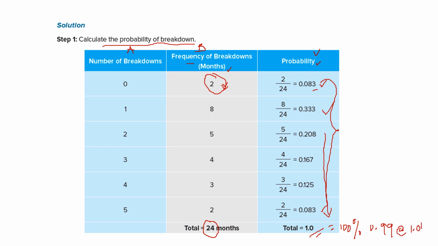Okay, so antara nombor-nombor ni masih dikira betul lah. Okay, if you don't get 1.0 or about these two numbers, 0.99 and 1.01, meaning that your calculation is not correct somewhere. Okay, so we are converting the frequency into decimal points. That is the probability of breakdown.